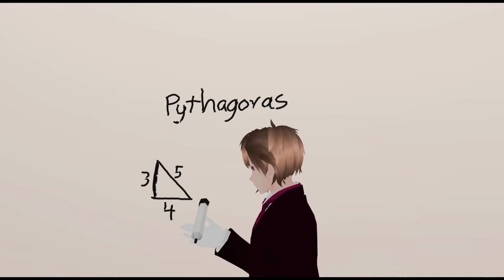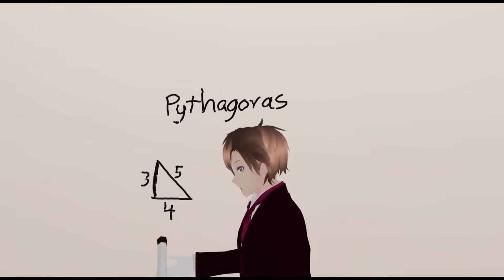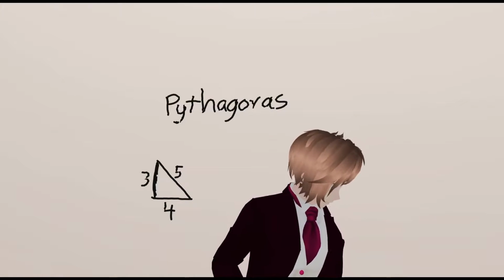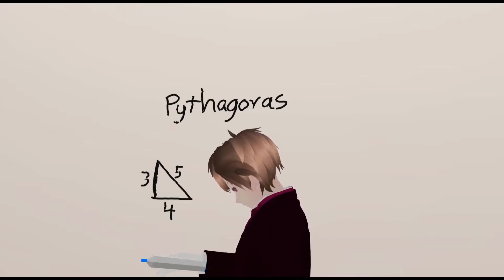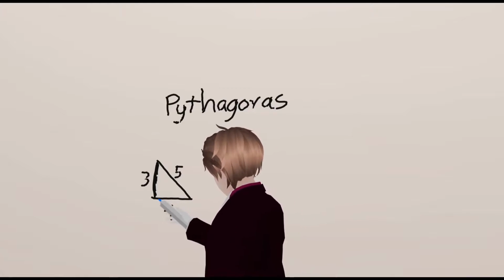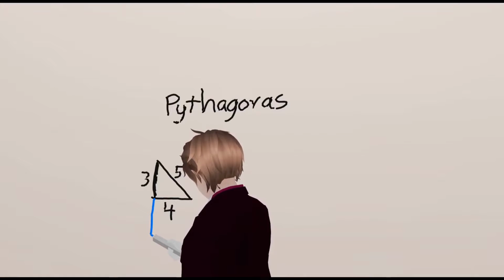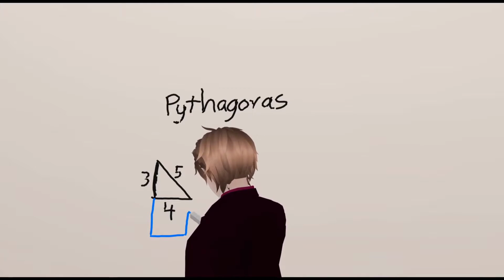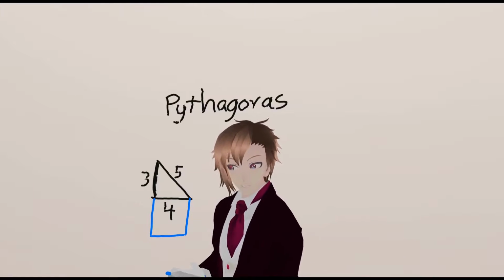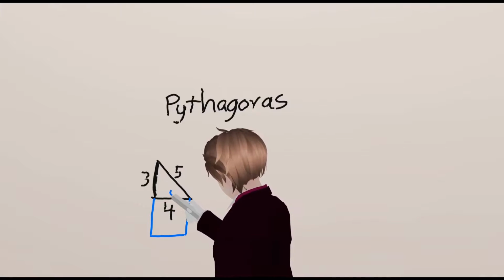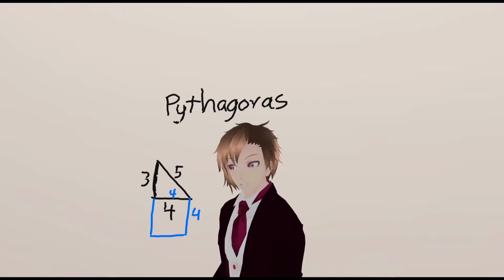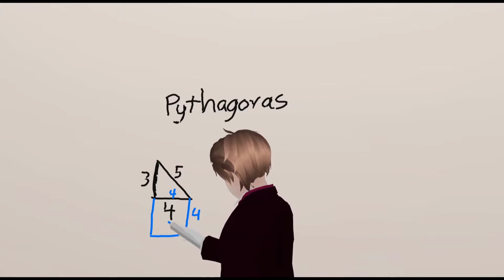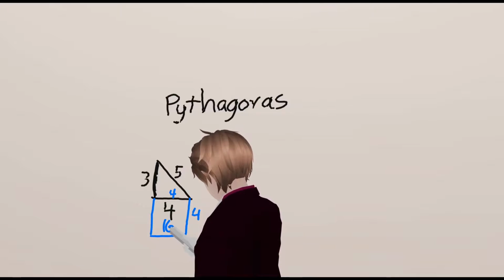Now, if I turn this side here and I make it into a square, grab another color. So if I turn this 4 and I turn it into a square, now this square has a side length of 4 and another side length of 4. So this square is going to have an area of 16.